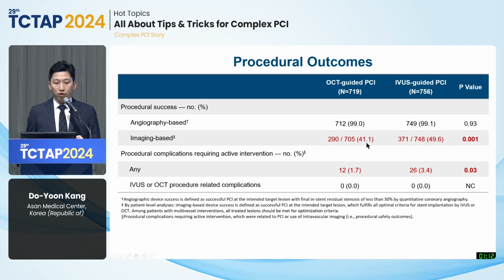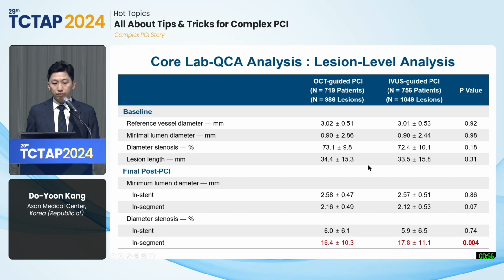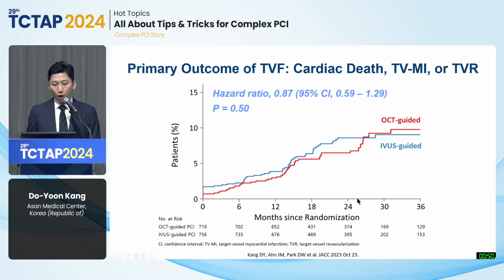Procedural outcomes by angiography were not different, but by imaging-based evaluation, the procedural success rate was higher in the IVUS-guided group, and procedural complications were lower in the OCT-guided group. And core lab QCA analysis did not show a significant difference between groups. And the primary outcome of target vessel failure at a median of 2 years of follow-up showed no difference between groups, with a hazard ratio of 0.87.